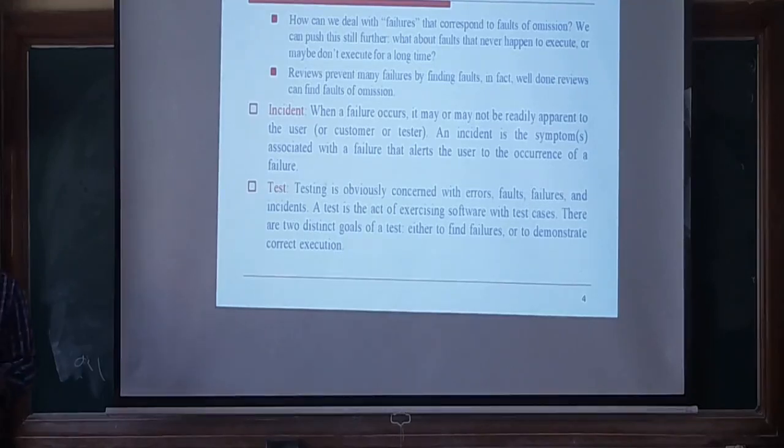So the most usual way of identifying a fault is to have a proper review. When we review things, review prevents many failures by finding the faults. In fact, a well done review can find faults of omission. A proper, well done review is likely to lead to the identification of faults of commission, or even faults of omission.